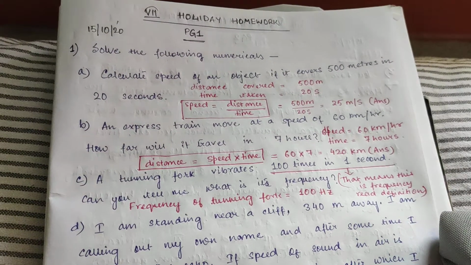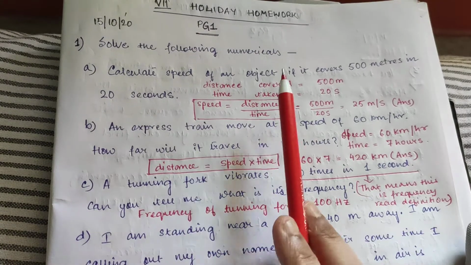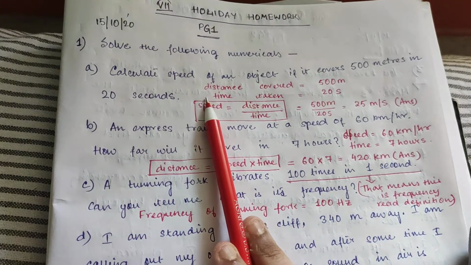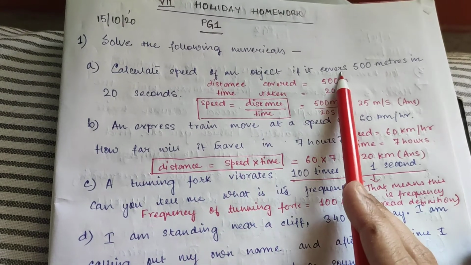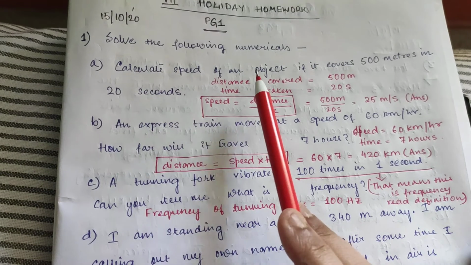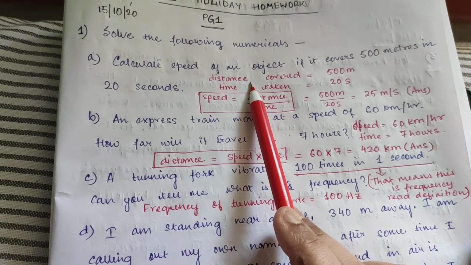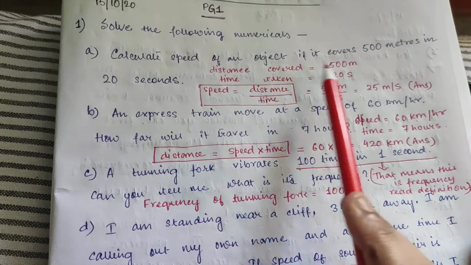Class 7, the answers for your holiday homework, see page 1. Solve the following numericals. First one you had: calculate the speed of an object if it covers 500 meters in 20 seconds. That means the distance which the body is covering is 500 meters. Time taken is 20 seconds.